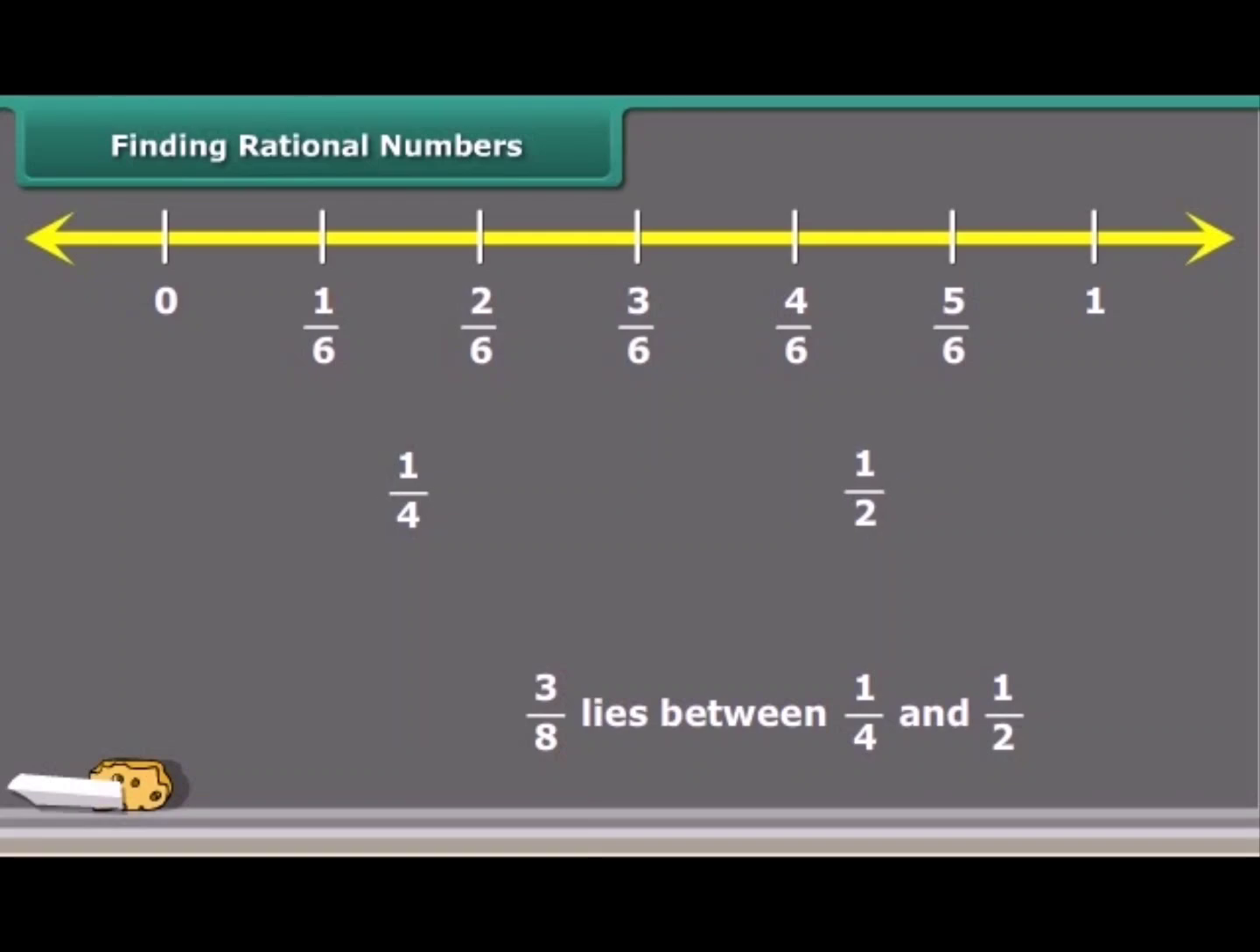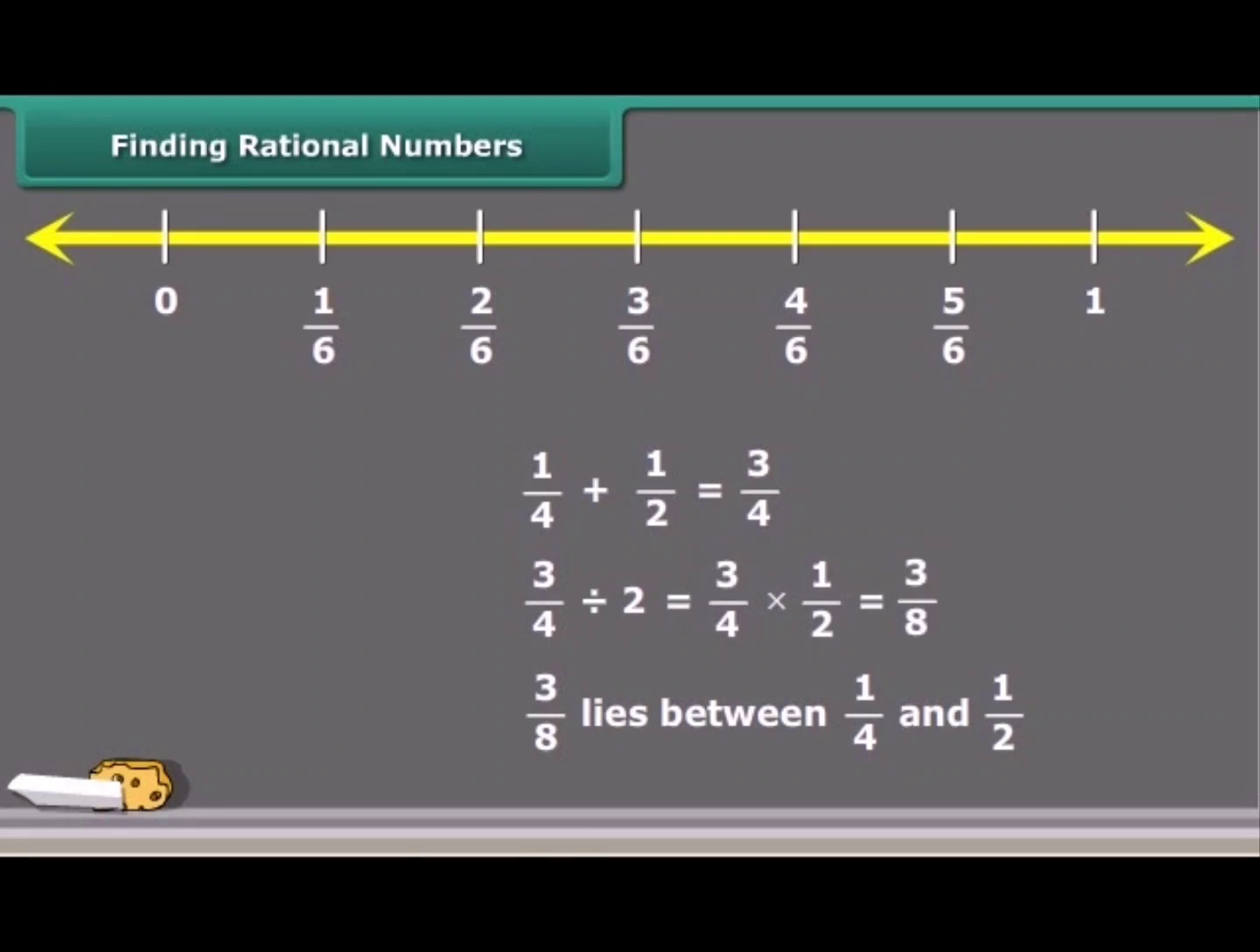First of all, we will find the sum of these numbers, which comes out to be 3 by 4. Now divide this sum by 2. We know division flips the second number and the sign changes to multiplication.